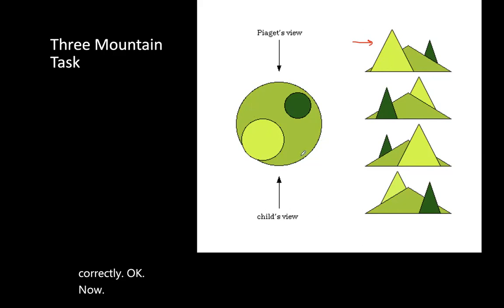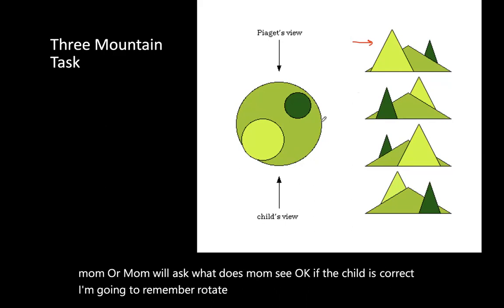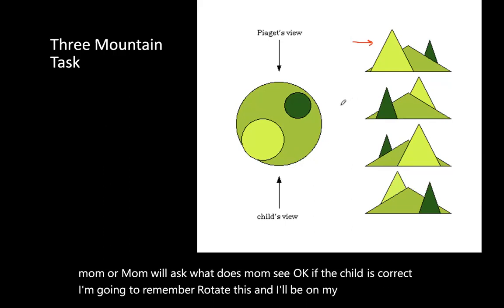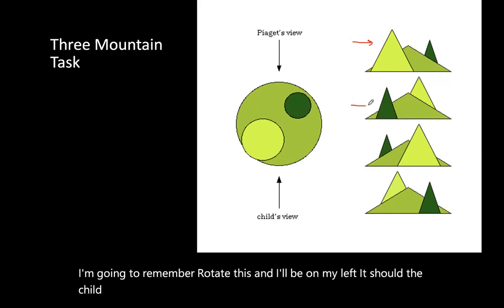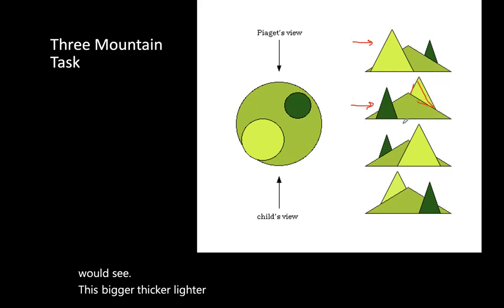Now what Piaget asks is, okay, all right, I see what you see. What do I see? Or mom will ask, what does mom see? Okay, well, if the child is correct, I'm going to remember, rotate this, it'll be on my left. The child should say, I see the smaller green tree, because it would be on the left, right? Left, the mountain, and on the right, I would see this bigger, thicker, lighter tree, okay?